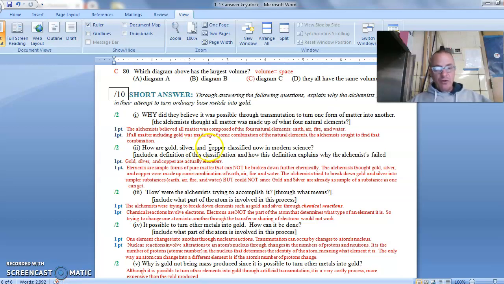Second question, how are gold, silver, and copper now classified in modern science, and how does this definition explain why the alchemists failed? Well, we know gold, silver, and copper are now elements. They are actually 3 of the 118 or so elements, not earth, air, fire, and water. Earth is made up of a mixture and combination of all kinds of atoms and elements and compounds. Air is also a mixture, mostly of nitrogen, which is an element, some oxygen, which is an element, and other compounds and elements. Fire is actually energy. Water itself is a compound made up of hydrogen and oxygen.